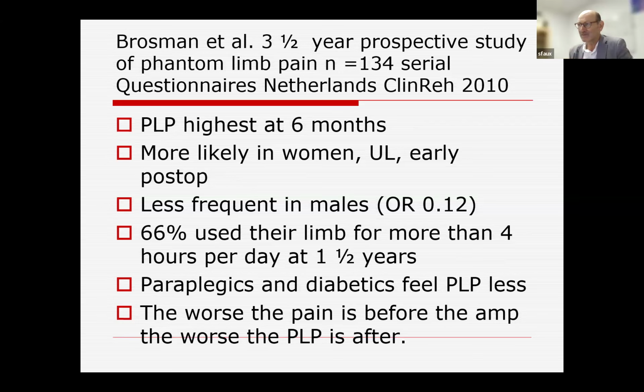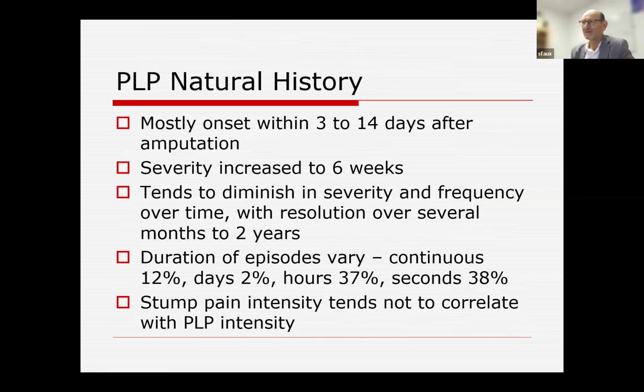The worse the pain is before the amputation, the worse the phantom limb pain is after. It usually comes on within 3 to 14 days after an amputation. So if you see somebody straight after an amputation, they're most likely not to have it. It'll occur in the first week or two, and then it tends to increase in its frequency and severity to about 6 weeks. Then it diminishes in severity and frequency over time, with a resolution over several months or 2 years.